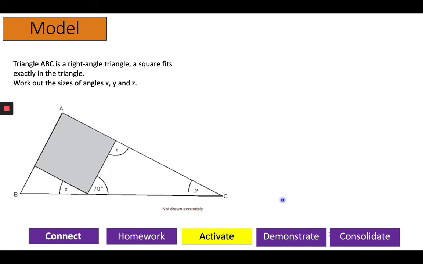This question can look intimidating, but we only need to remember our angle rules again. We can see the triangle ABC is a right angled triangle and a square fits exactly into that triangle. So we need to work out the angles X, Y, and Z. We know that squares have 4 90-degree angles. That's the key to this question. So we know that this angle is 90 degrees, this is 90, this is 90, and this is 90.